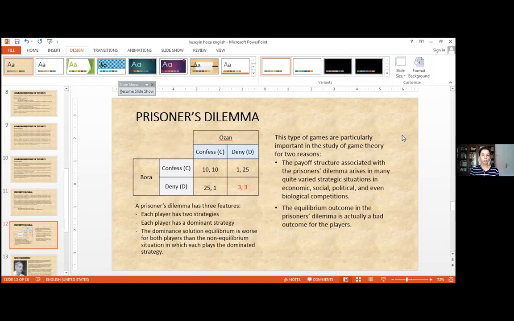Here's the original story for Prisoner's Dilemma. Bora and Ozan are the two players in this game, and they are arrested under suspicion that they murdered a young woman. The police place the suspects in separate rooms to interrogate them. The police have evidence for kidnapping the woman, but not solid evidence for murdering her.